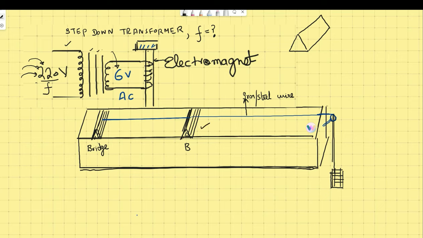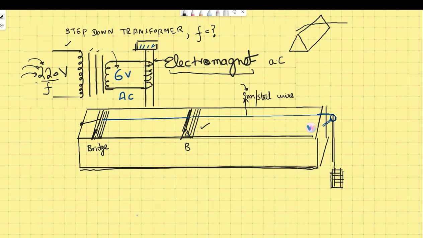Now what will happen is, this wire is connected to the other side. This is slightly elevated because the wire comes like this and then goes down and gets connected back to the sonometer. So you have an electromagnet. The electromagnet receives an alternating current, which is generated by the 6 volt. This electromagnet attracts this wire. A magnet can attract iron or a steel wire.